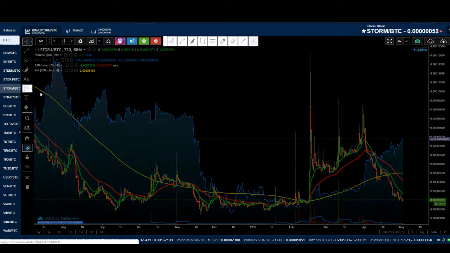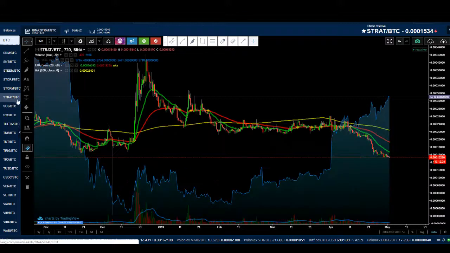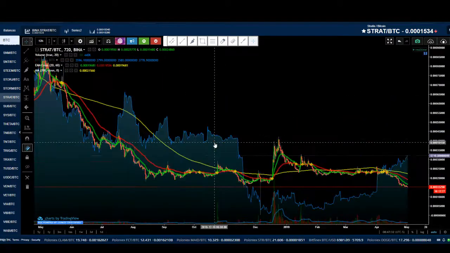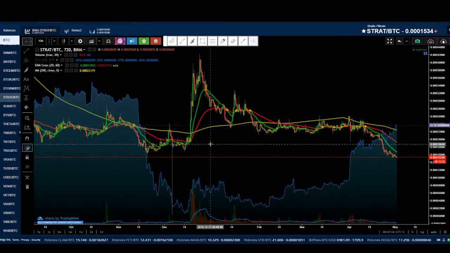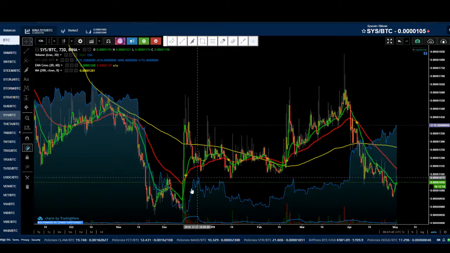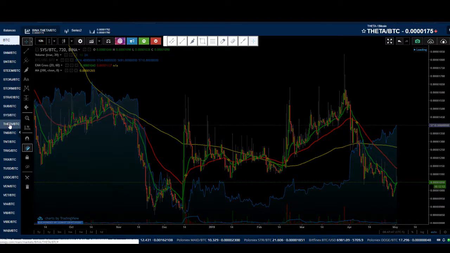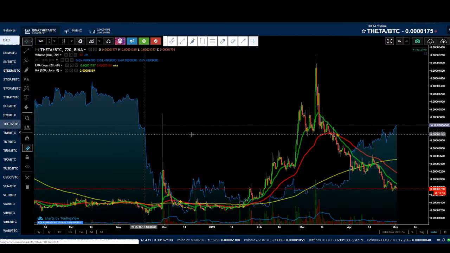Certainly pushing to the technical limits on all of these, except that we've got a bunch that have broken lower. So Storm is marked as a fail in the spreadsheet. Strat is marked as a fail. And not looking good. It's not giving us those nice ranges for any kind of turnaround. Sub has been delisted. Syscoin is bounced, but it's not a tradable pattern for my approach. I can't do anything with that chart.